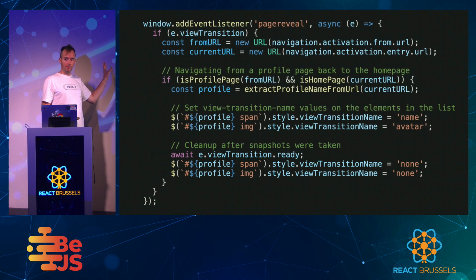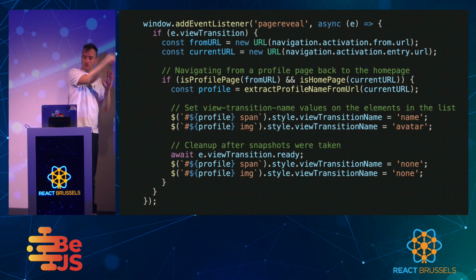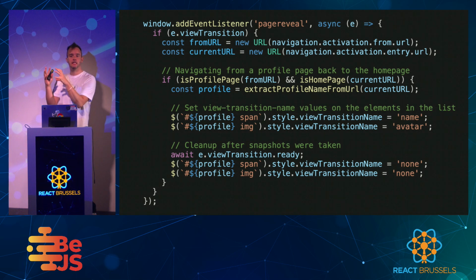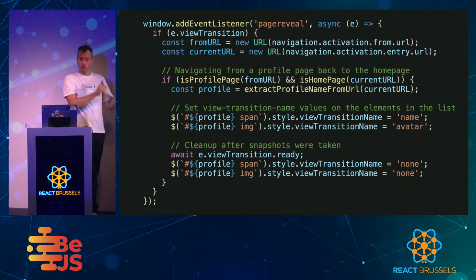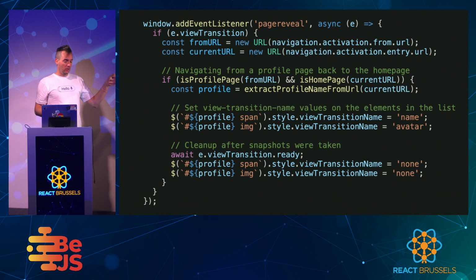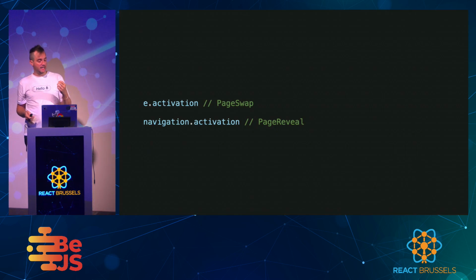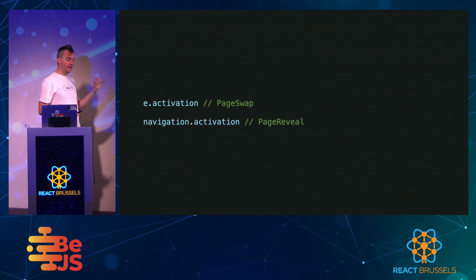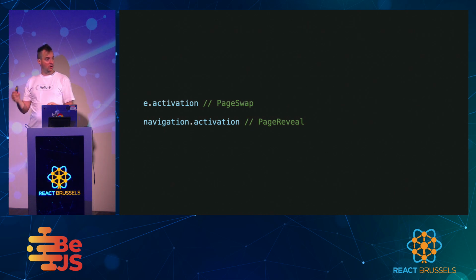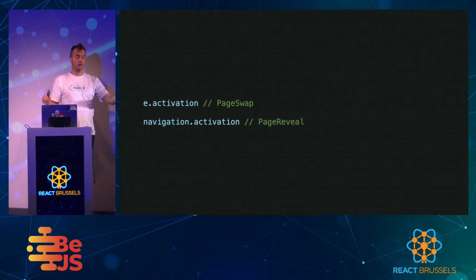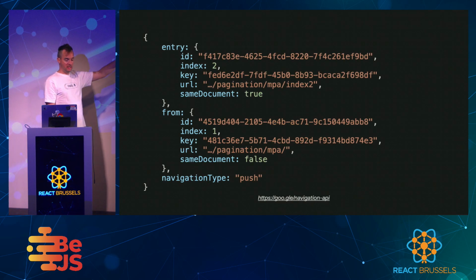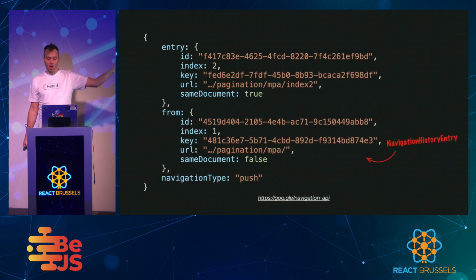We did this on the pageswap event, on the old page. We also have to do this on the new page, because as I mentioned, it's a snapshot that gets copied over from the old page to the new page. It's not the entire object. So on the new page, you also need to do a little bit of customization. What is helpful there is the navigation activation information, a new thing that is also shipping in Chrome, which allows you to get the navigation activation information inside of pageswap and pagereveal. You get info about the local URL, which you already have, but also the finally resolved destination target URL.